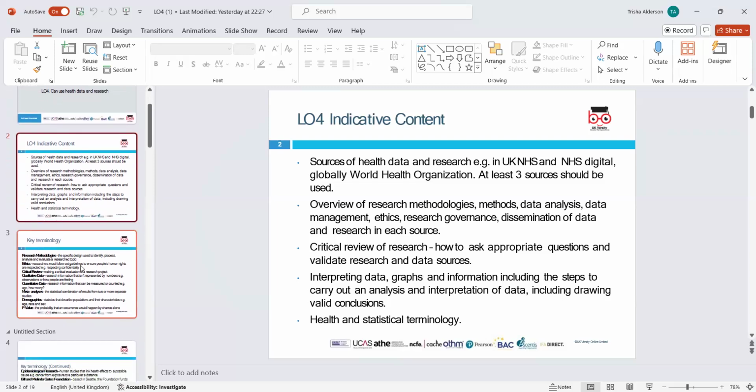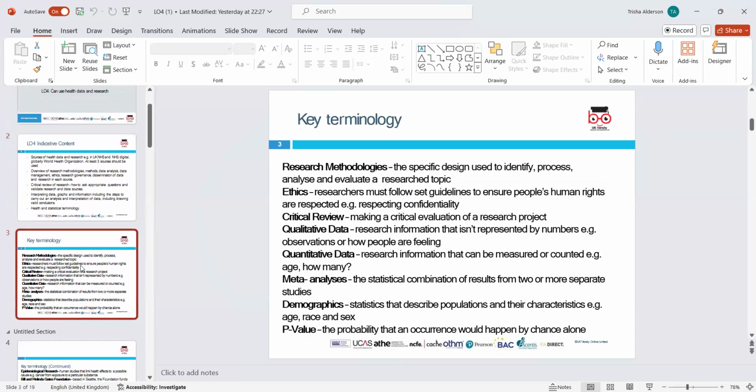For some of today's key terminology, I've listed 2 things on 2 slides. The first one is research methodologies. Now you'll come across this, and this means the specific design used to identify, process, analyze, and evaluate a research topic. So it's about the methodologies that people use. It's important to look at ethics. Researchers must follow set guidelines when they're doing any research to ensure people's human rights are respected. For example, respecting their confidentiality. It's about making sure that the people you use for statistics are kept safe.